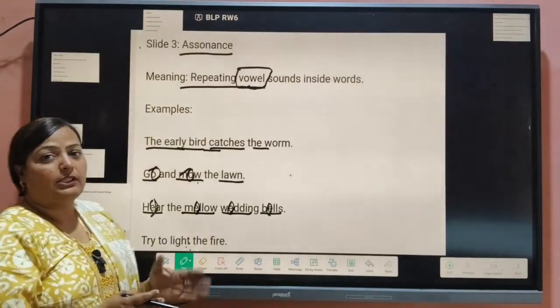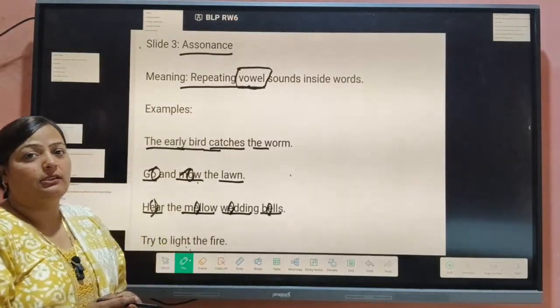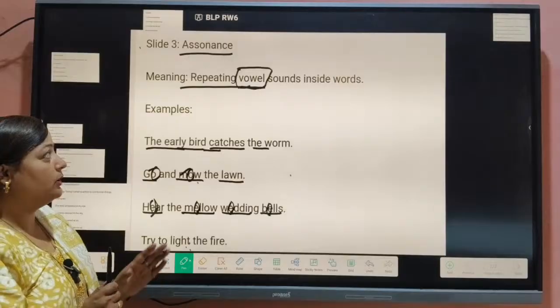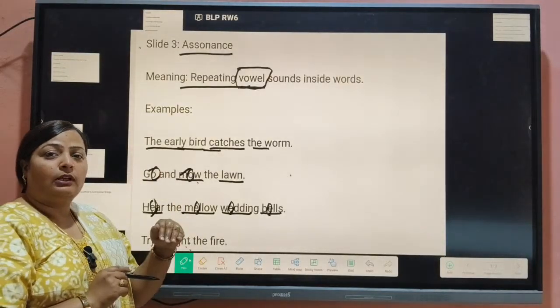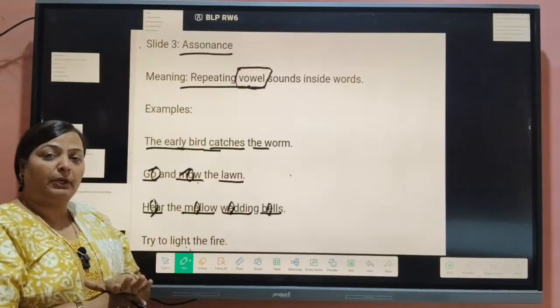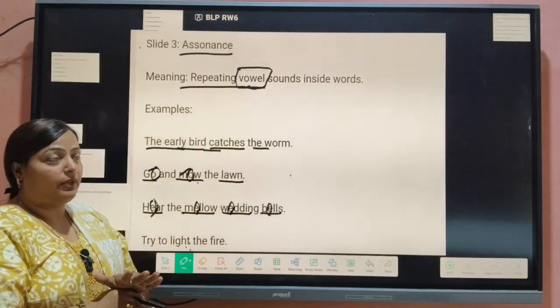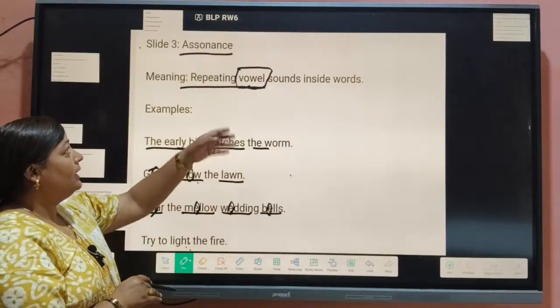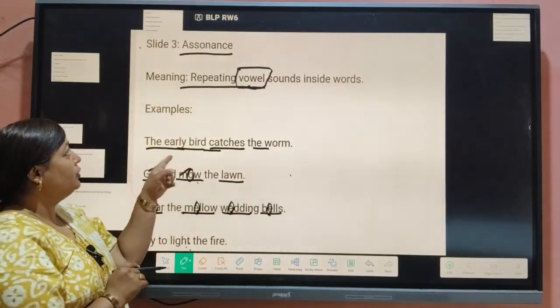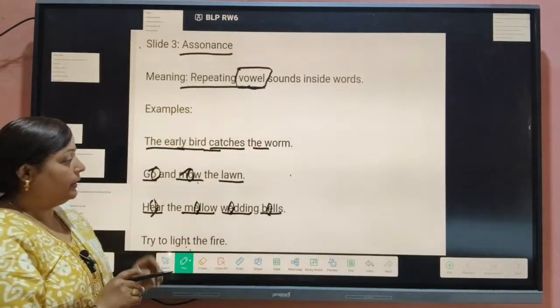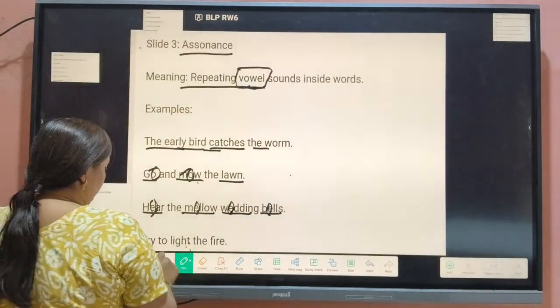Now, what is the difference between alliteration and assonance? There is a little bit of difference. In both literary terms, we use repetition. But what is the main difference? The main difference is that in alliteration, the consonant sound will be repeated, and in assonance, the vowel sound will be repeated. Now we will do the next.